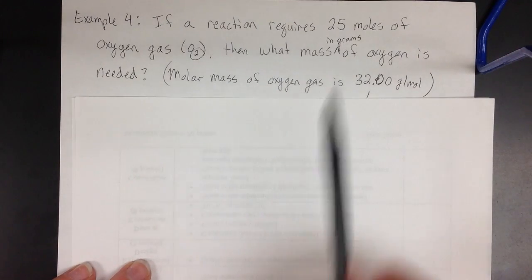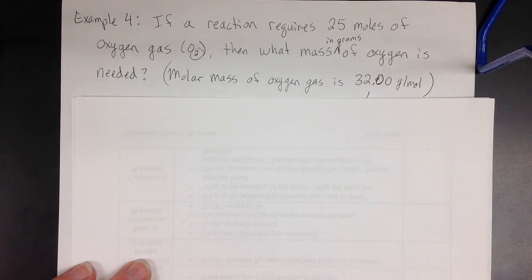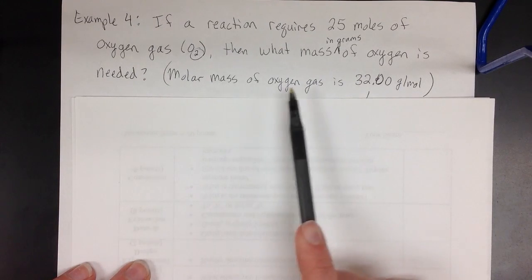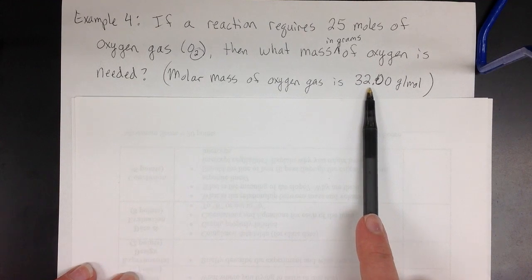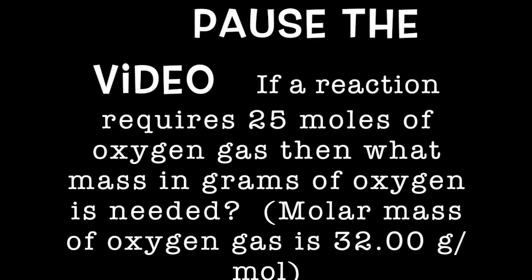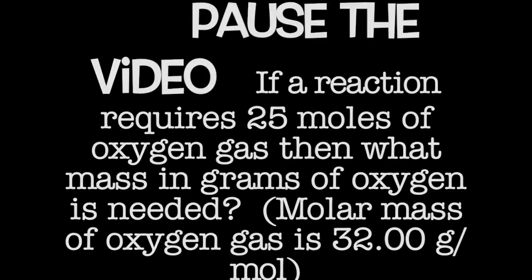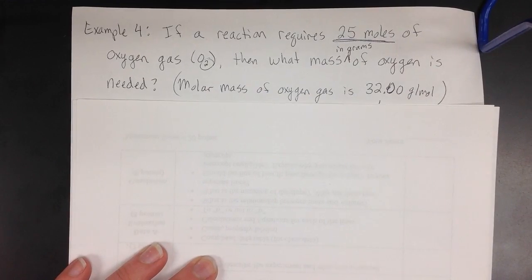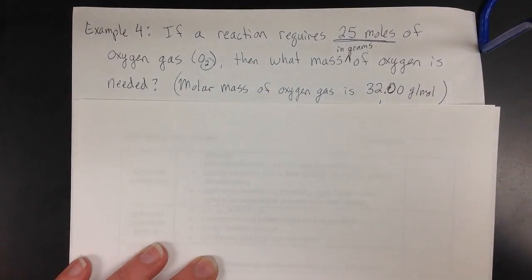Okay, if a reaction requires 25 moles of oxygen gas, then what mass in grams of oxygen is needed? And then I gave you the molar mass of oxygen is 32 grams per mole. Again, that's double what is shown on the periodic table because of this subscript. Go ahead and take a moment, work this out on your own. Okay, welcome back. I'd like to go over my answers now.